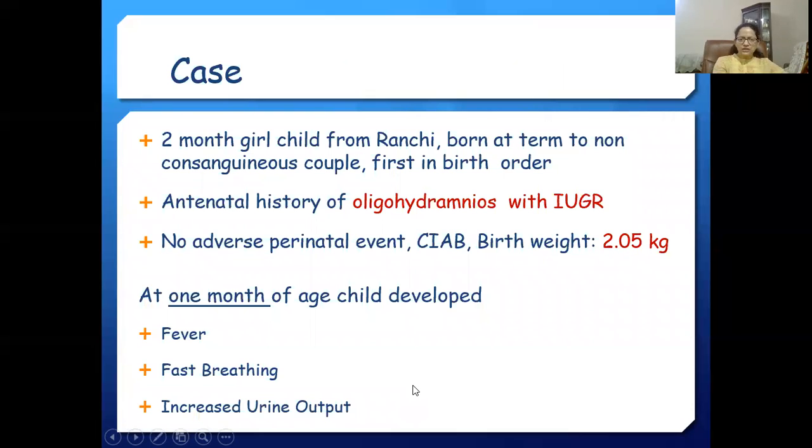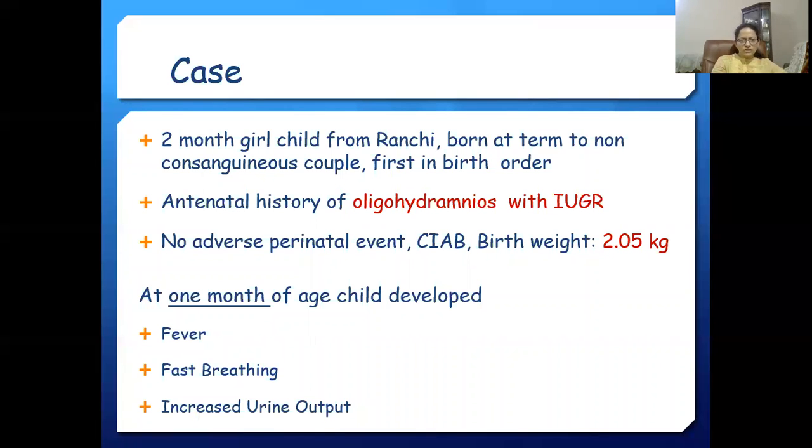Okay, so I'll be sharing a brief case. We had a 2-month-old girl child from Ranchi who came to us. She was born at term to a non-consanguineous couple and was first in birth order. There was an antenatal history of oligohydramnios with intrauterine growth retardation. There was no adverse perinatal event. She cried immediately at birth, and birth weight was low, 2.05 kilogram.